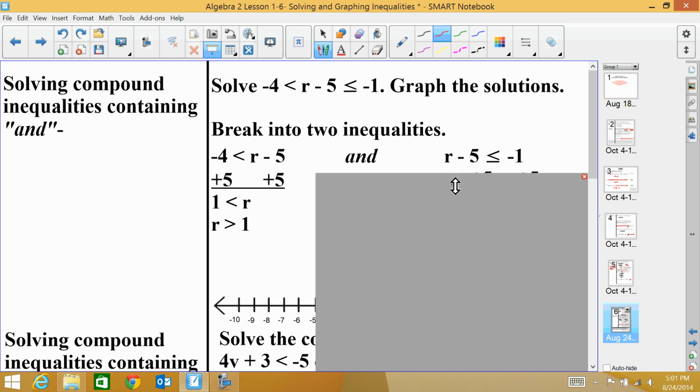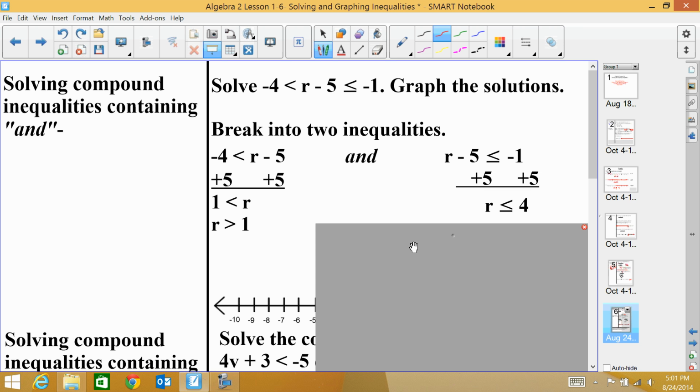Okay, then we can solve this one. So again, we're going to add 5 to both sides to get r by itself. So we end up with r is less than or equal to 4. And we need to graph these two solutions on the same number line because it's a compound inequality.